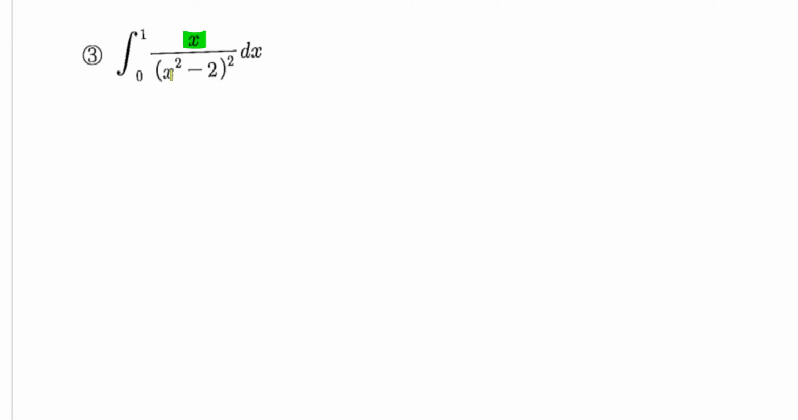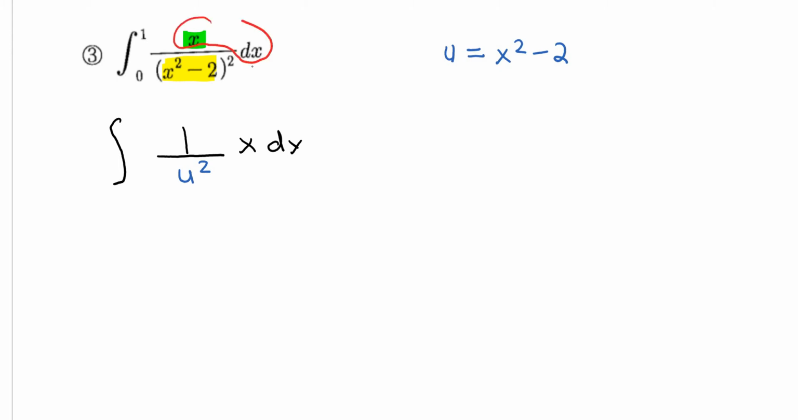I have a numerator and a denominator, and when I look at them, the denominator looks to be a little bit more difficult, so I will let my u variable equal my denominator, which is going to be x squared minus 2. And if I do that, let me just rewrite my original problem now. I will rewrite that as 1 over u to the power 2 times x times dx. So all I'm doing here is taking this red part there, and I'm just trying to rewrite it in a different way so that it's a little bit more organized.